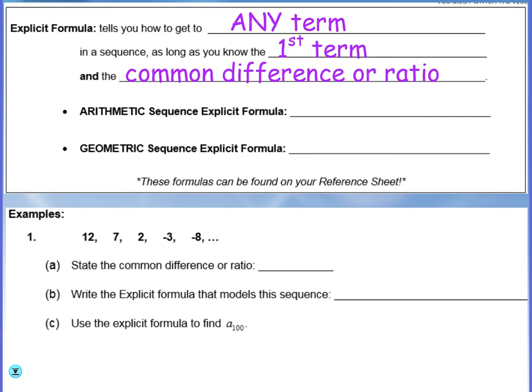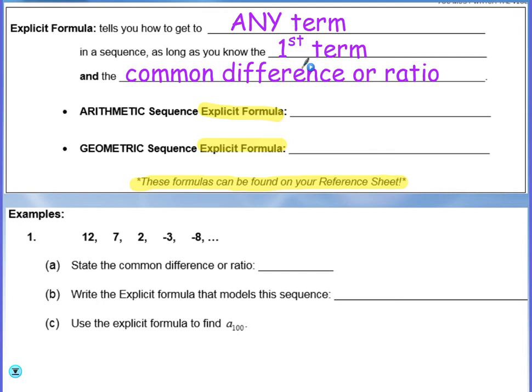So there is an explicit formula for arithmetic sequences, and there's an explicit formula for geometric sequences. It says down below that these formulas can be found on your reference sheet. You have not yet been given a reference sheet this year, but in class tomorrow you will get one. So you can always refer back from now on to your reference sheet when you need to come up with these formulas.